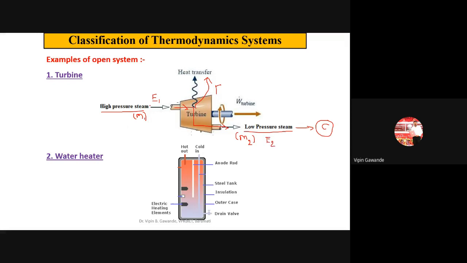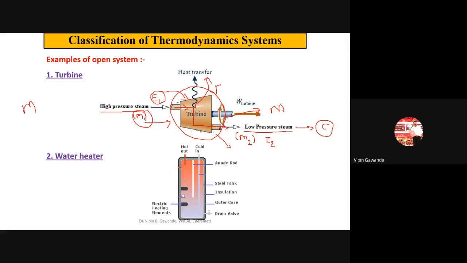So there is an exchange of energy, and there is an exchange of mass also. The mass of steam here decreases and the energy also decreases. But what we are doing? This is our system. The turbine is our system. There is an exchange of mass in the form of the steam, and an exchange of energy also, in the form of the energy of the steam. So here both exchanges are there.